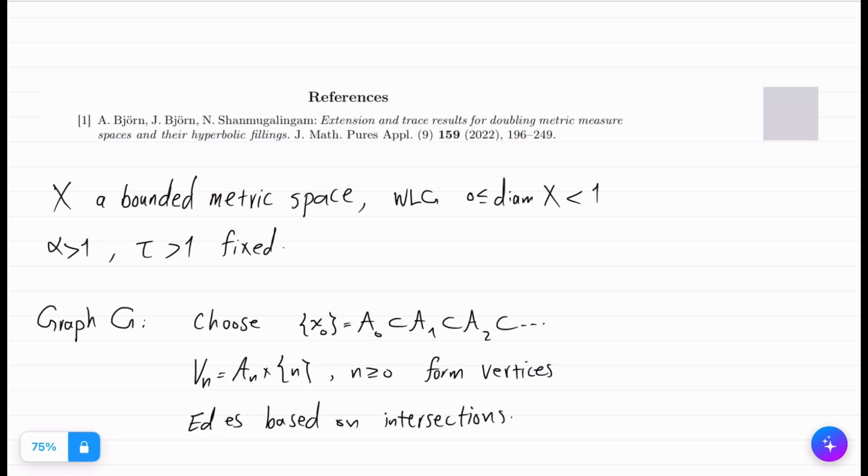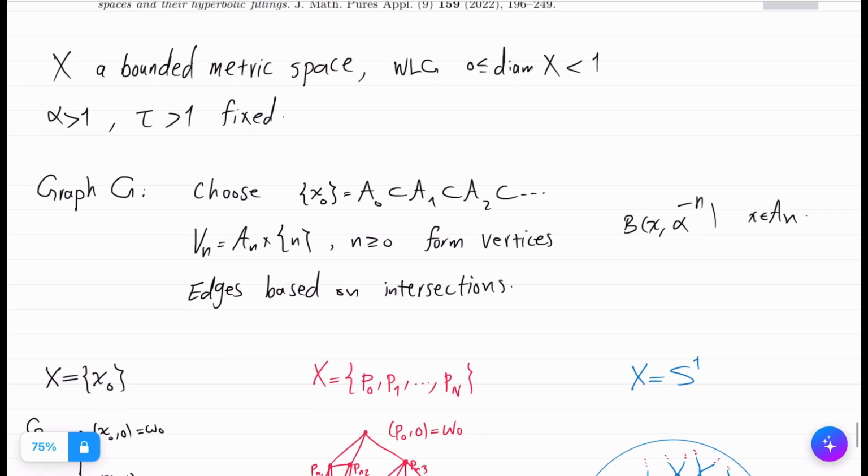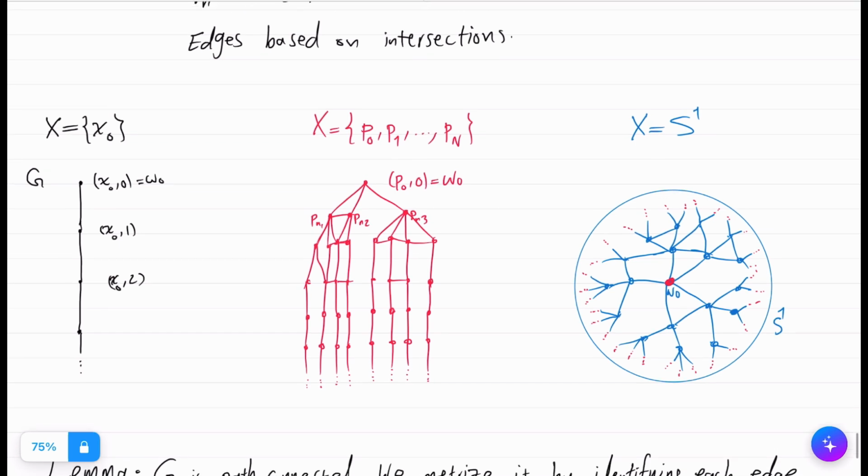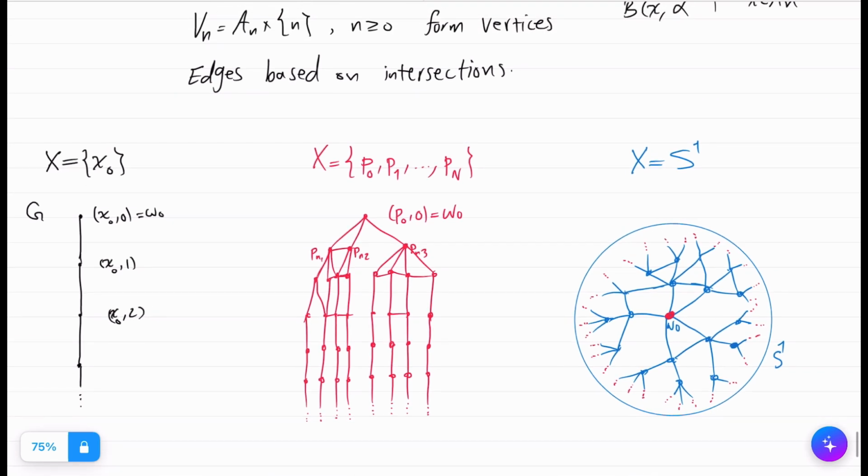I use X, and they use X for the graph. I use G for the graph. When I deviate from their conventions, I will point that out. I have 3 pictures which basically capture everything. If you start with just a singleton x0, then all your ANs are x0, but still the graph is infinite because the levels keep going up.